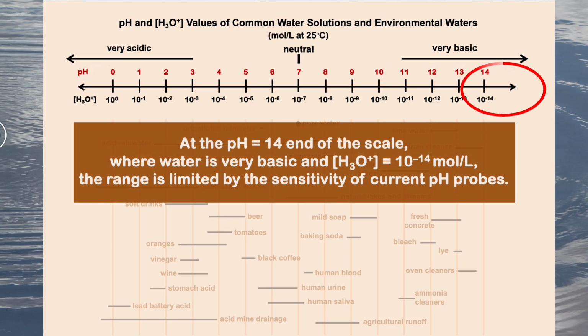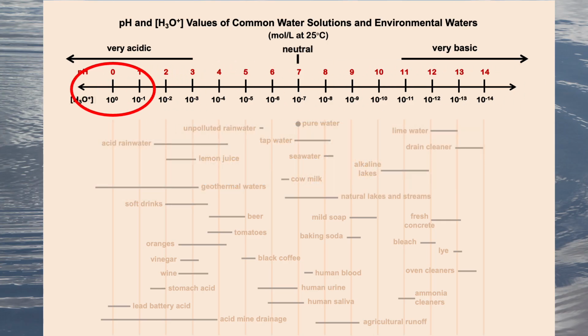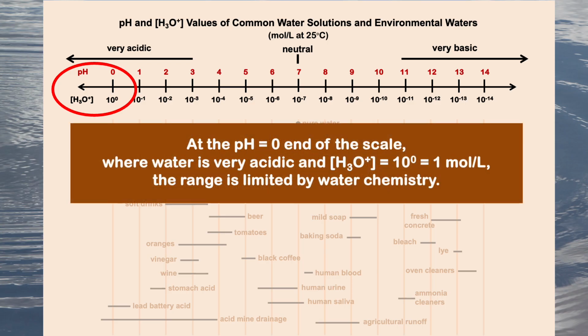At the pH equal 14 end of the scale, where water is very basic and hydronium ion concentration is very low, around 10 to the minus 14 moles per liter, the range is limited by the sensitivity of existing pH instrumentation. At the pH equals 0 end of the scale, where water is very acidic and hydronium ion concentration is around 1 mole per liter, the range is limited by water chemistry, which makes it increasingly difficult to support higher concentrations of hydronium ion.